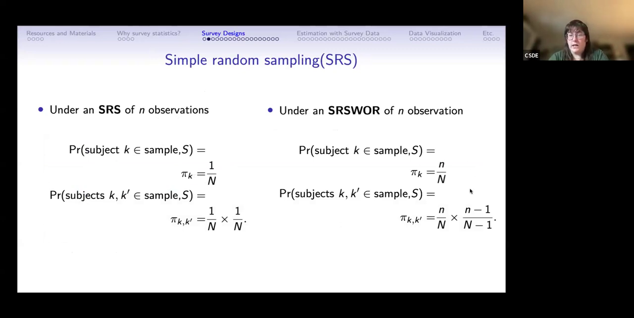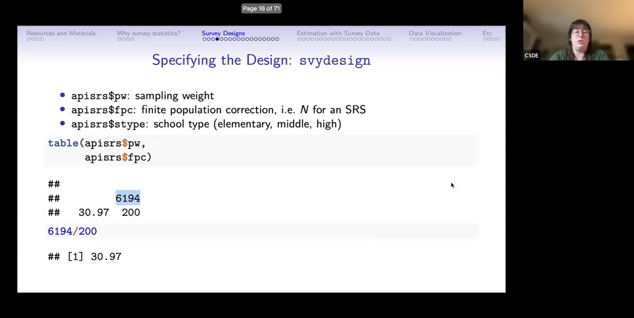So usually we're working in this setting, right? If there's a little n over big N chance that any individual makes it into our simple random sample, one might hypothesize that each response from these individuals represents big N over little n individuals in the population. So what these weights are saying in the simple random sample is that each response from these 200 people represents 30.97 people in the full population, because there are 6,194 schools in the population, okay?